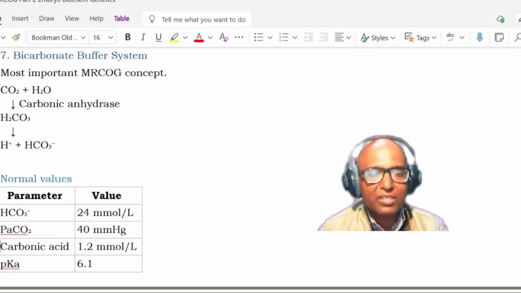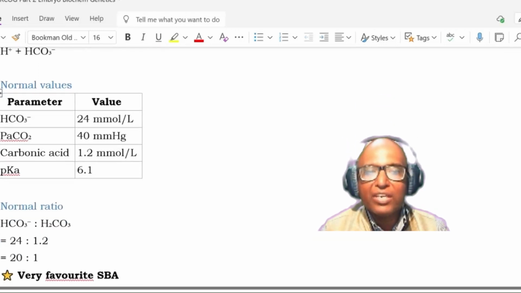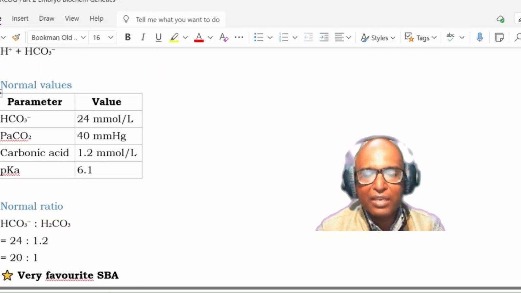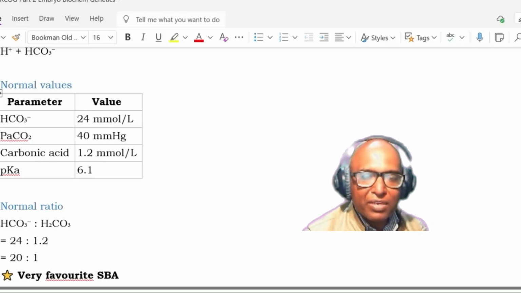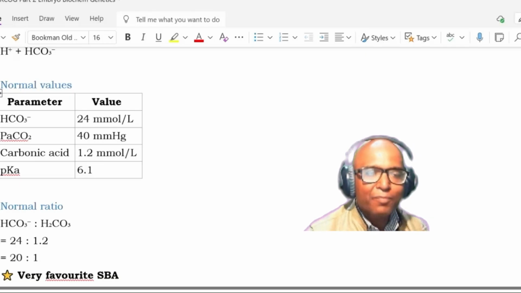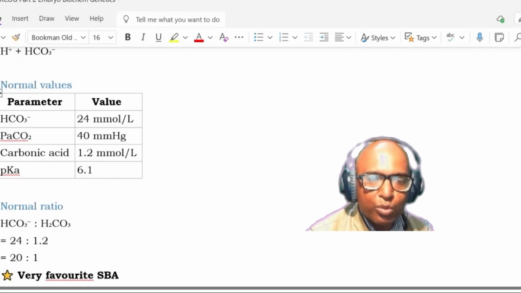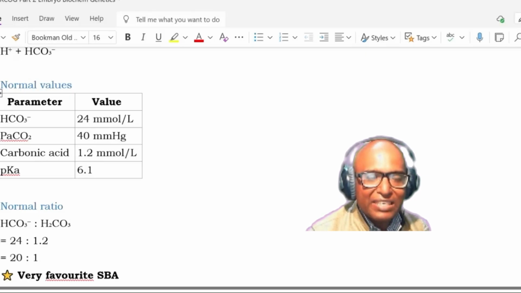Okay, so what is the bicarbonate level? Normal is 24. Remember always, because the scenario will be having this particular value. Bicarbonate is 24. PaCO2 value is 40 millimeters of mercury. Carbonic acid is 1.2 millimole, and pKa is 6.1. Okay, these are the important values: bicarbonate 24, PaCO2 40, carbonic acid 1.2.